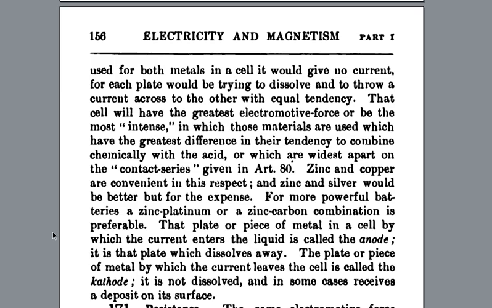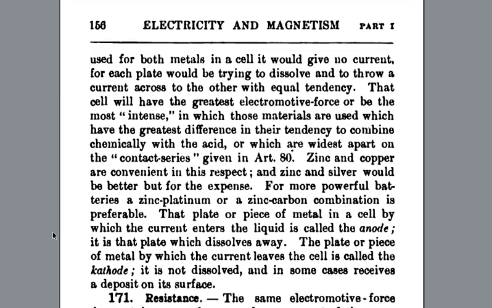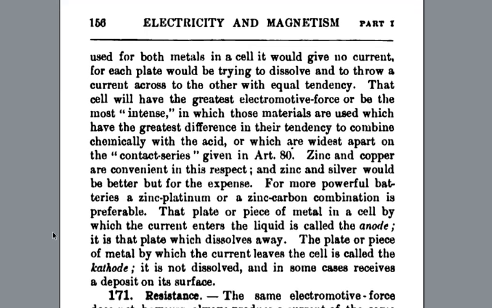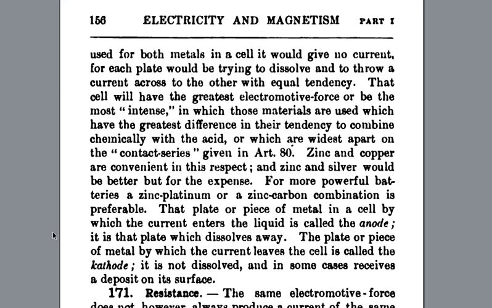That plate or piece of metal in a cell by which the current enters the liquid is called the anode. It is that plate which dissolves away. The plate or piece of metal by which the current leaves the cell is called the cathode. It is not dissolved, and in some cases receives a deposit on its surface.